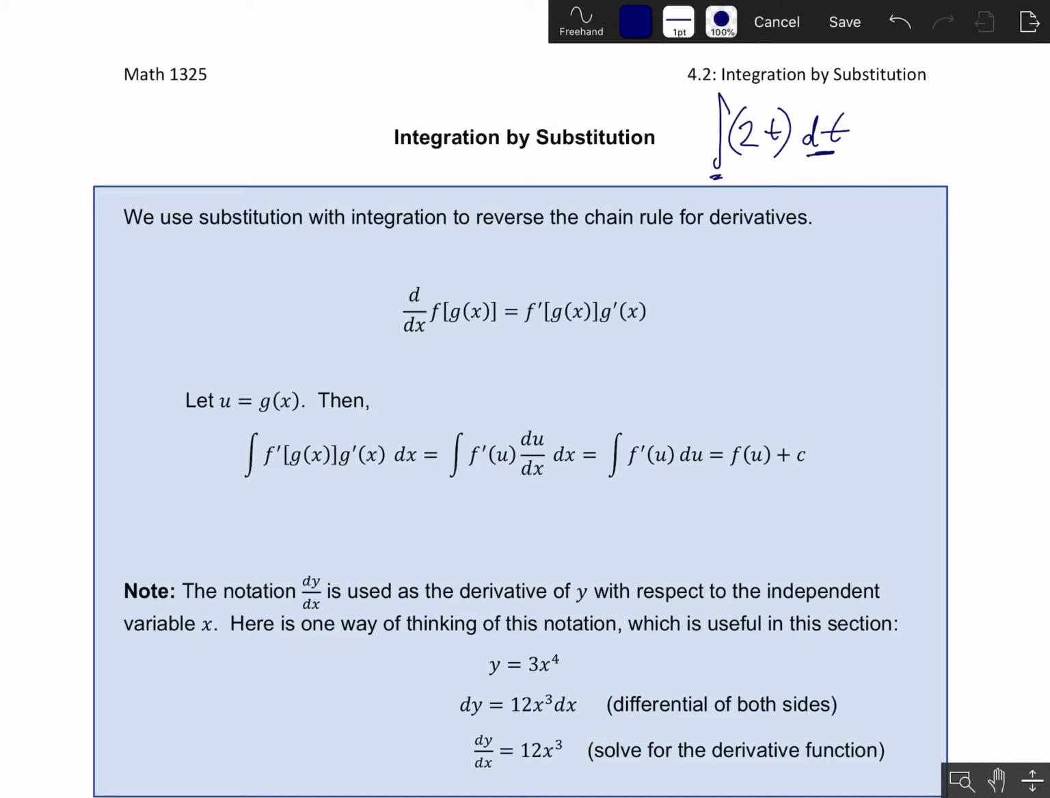So I want the antiderivative of 2t with respect to t, and the thing that I would take the derivative of with respect to t to get 2t would be t squared. Because if we take the derivative of t squared, we would get 2t, which is what we want. So the antiderivative here would be t squared, and remember that the antiderivative is ambiguous up to a constant. So we'll always have this plus c whenever we write an antiderivative like this.